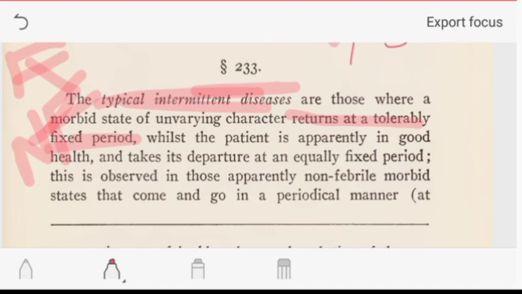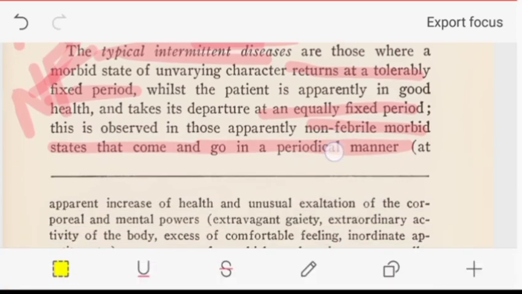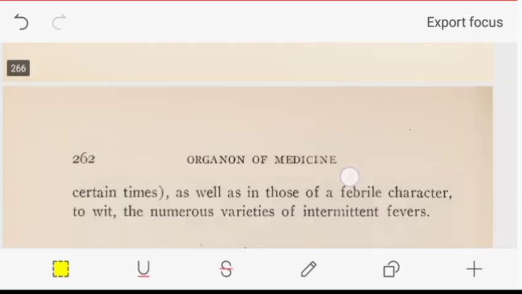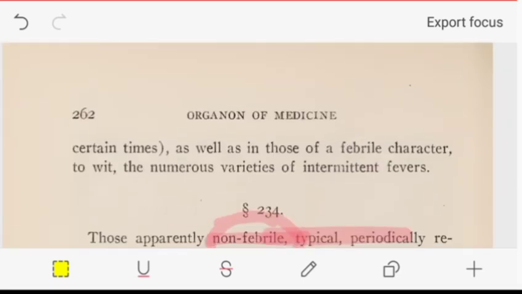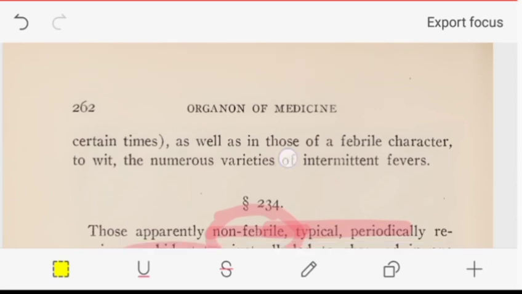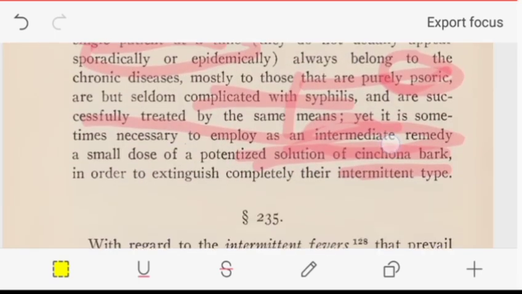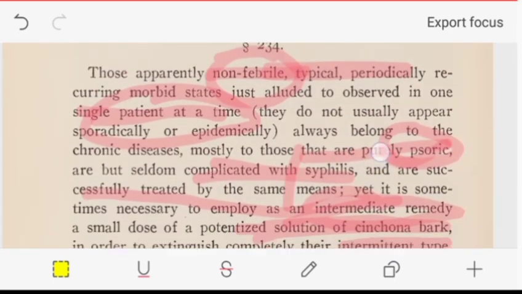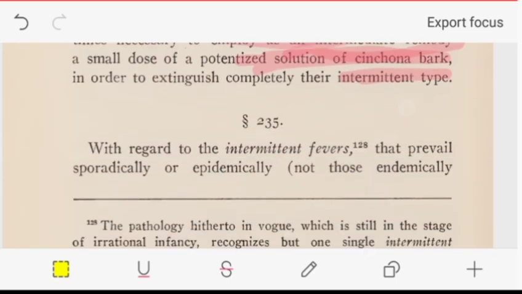The patient is apparently in good health, but when the time of recurrence occurs, then he becomes diseased. This is observed in apparently non-febrile morbid conditions that come and go in a periodical manner. So both febrile and non-febrile come under this typical intermittent type of disease. That is the important line about 233. Now in 234 we discussed the non-febrile type and its character. Now 235 is about how to manage the non-febrile type of disease treatment.